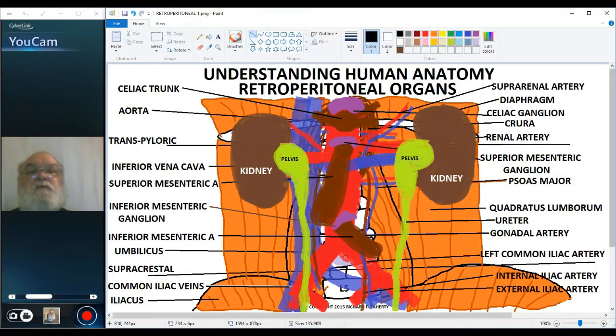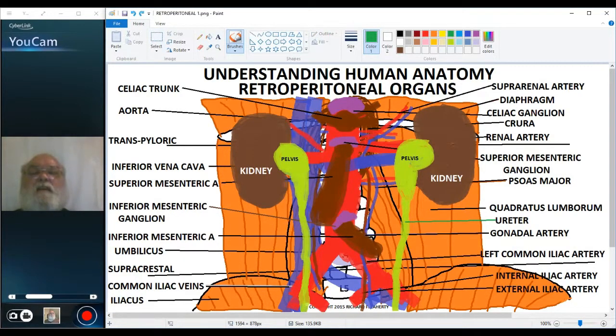So, the two kidneys, the left one sitting slightly higher with the hilus of the left kidney in the transpyloric plane, the right kidney slightly inferior. And we have the renal pelvis and the ureter on each side, the ureters connecting to the urinary bladder.